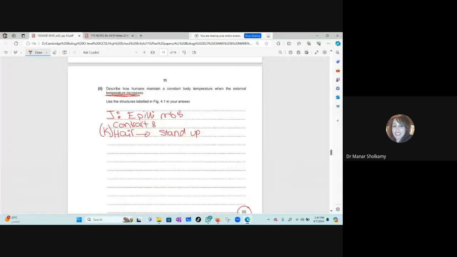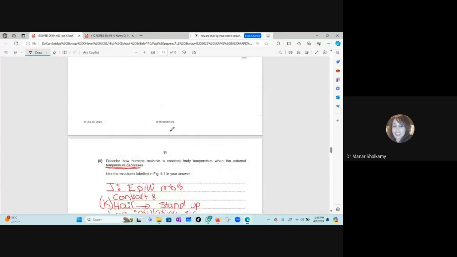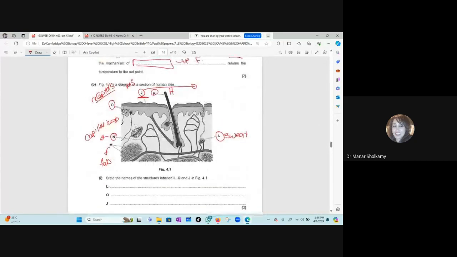And when it stands up, why is this an advantage? It traps a layer of air. Correct. It will trap a layer of insulating air. Good. I'm finished. If I were you, what would I do? I'll go to every letter and cross it out. For example, I talked about J and K. I'm done.